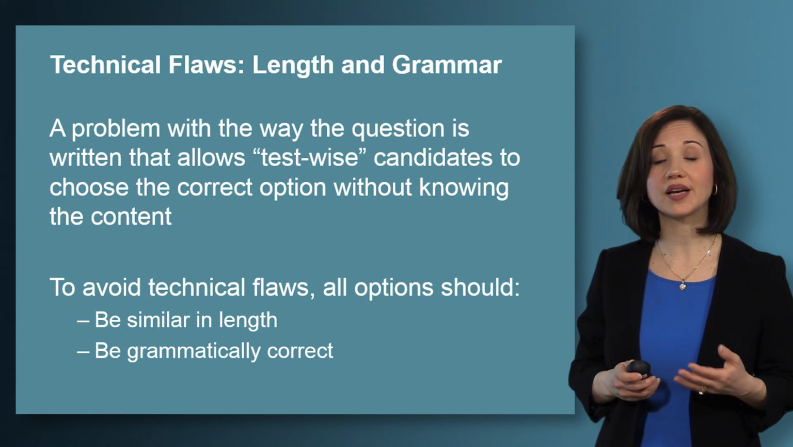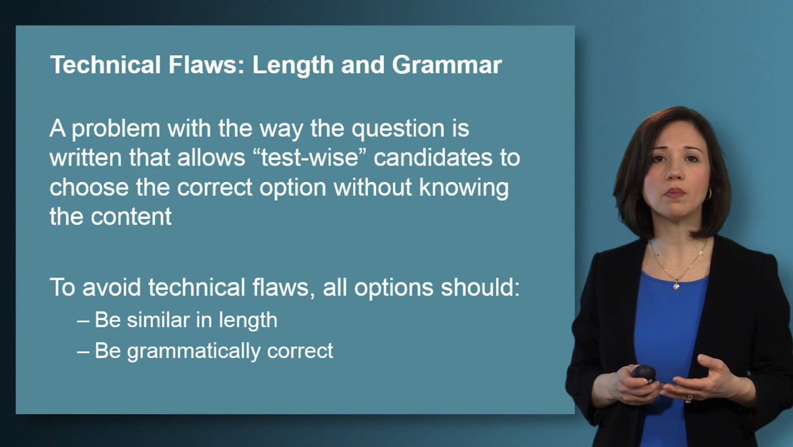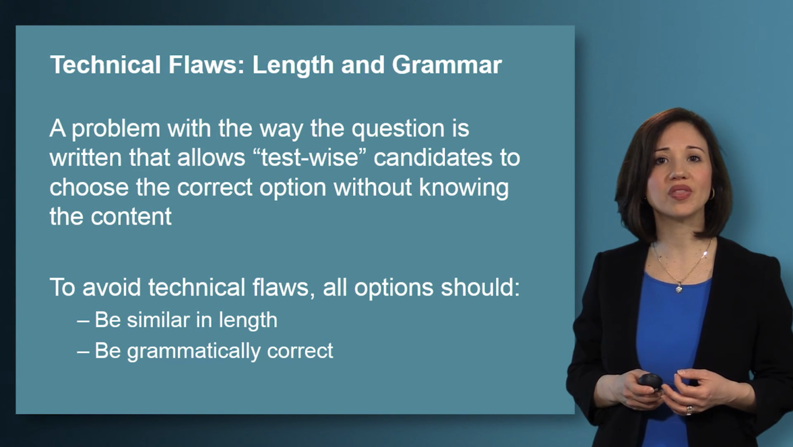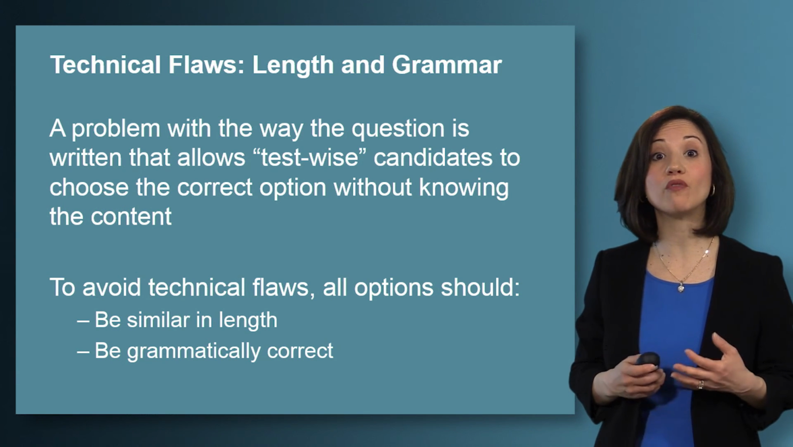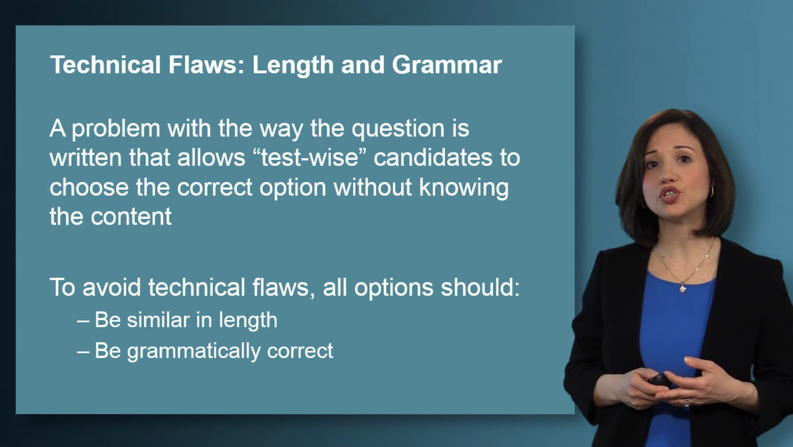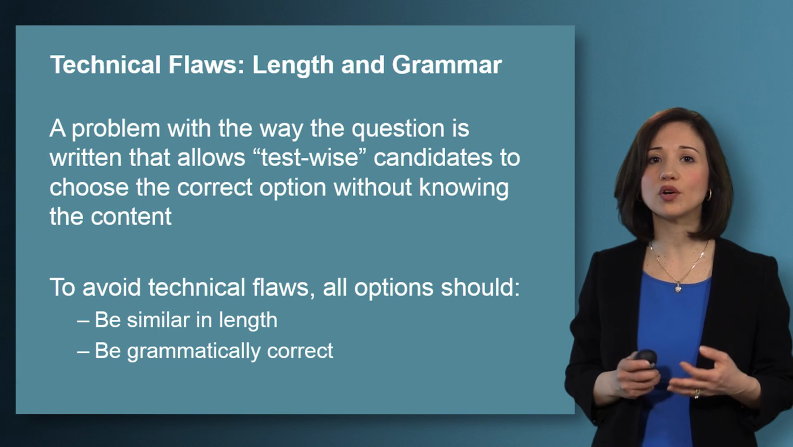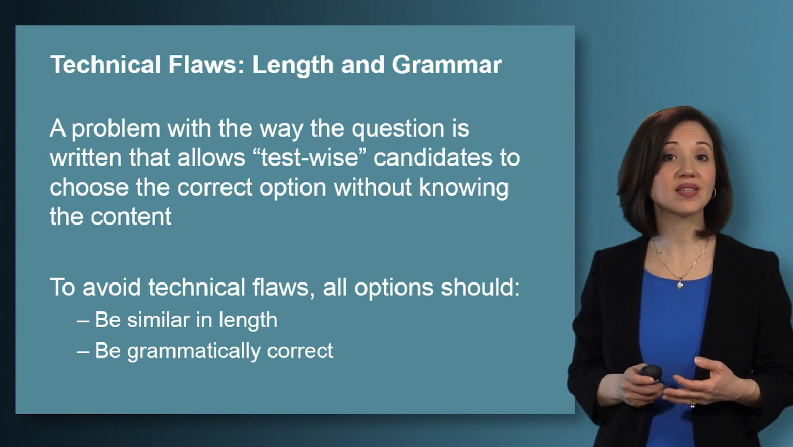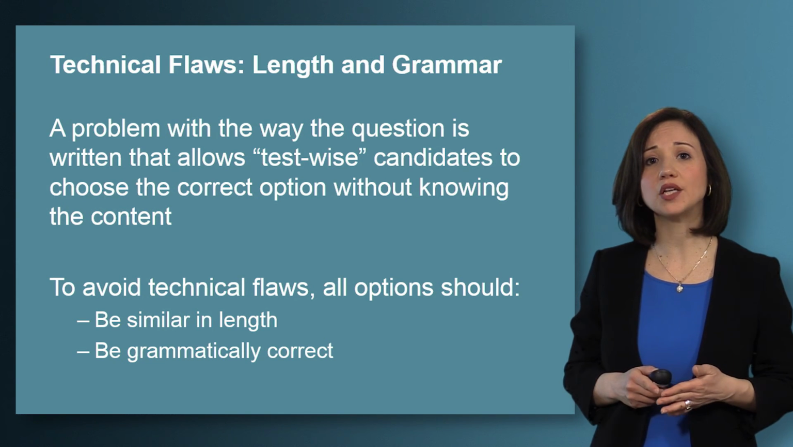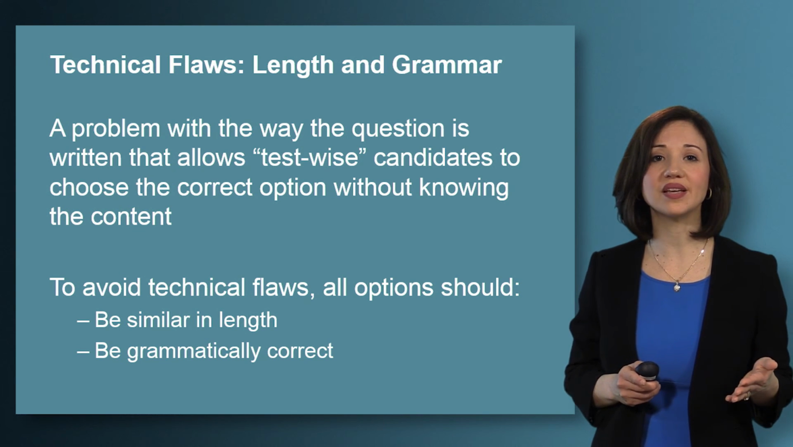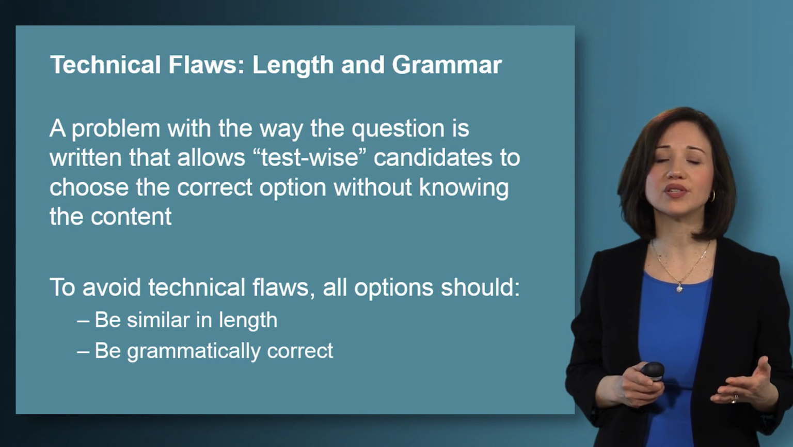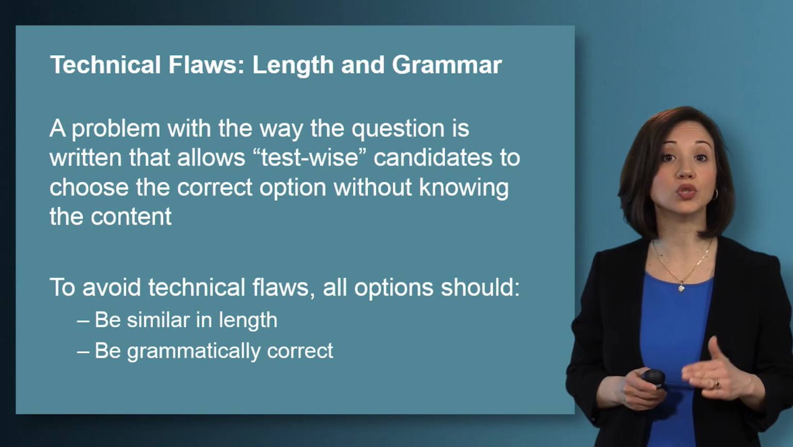Next, we're going to move on and talk about technical flaws. A technical flaw is a problem with the way the question is written that allows the test-wise candidate to choose the correct option without necessarily knowing the content. You want to avoid these, obviously, in your MCQs. To avoid technical flaws, all options should be of similar length. We tend to make the correct answer the longest option, and that's a tip-off to students. As well, all options should be grammatically correct. We tend to focus our energy mostly on the correct option, and while that one may be grammatically correct, we often make grammatical errors in the distractors, and test-wise students will know this.